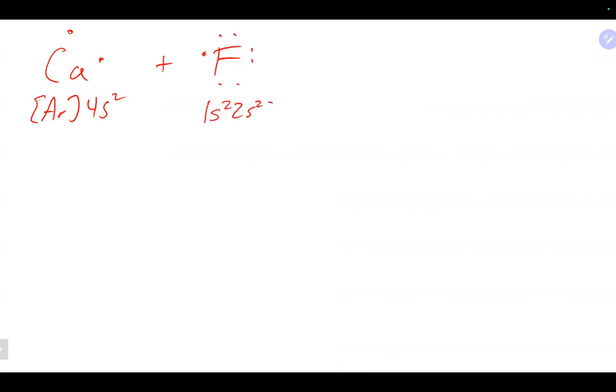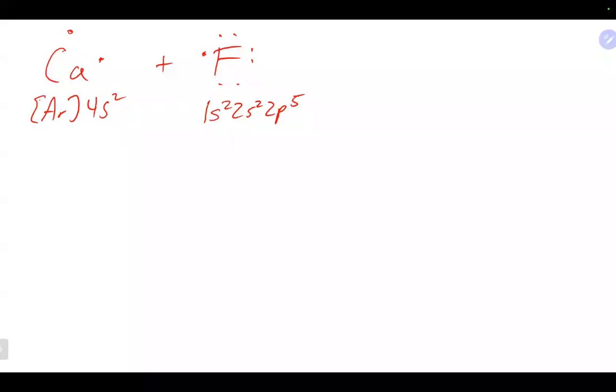So what happens if we maybe throw together the 2 ones that we just did? Let's throw calcium in there, which again is group 2, and for shorthand that is argon 4s2. And let's throw it in with fluorine, which has 7 valence electrons, but a total of 9 electrons, 1s2, 2s2, 2p5 in this case.